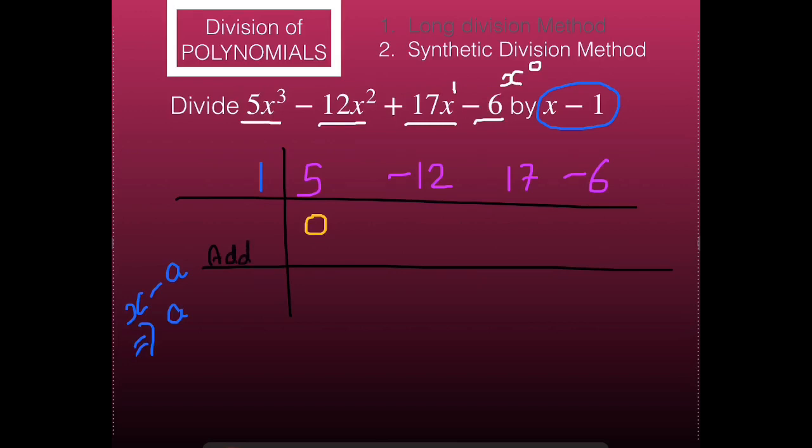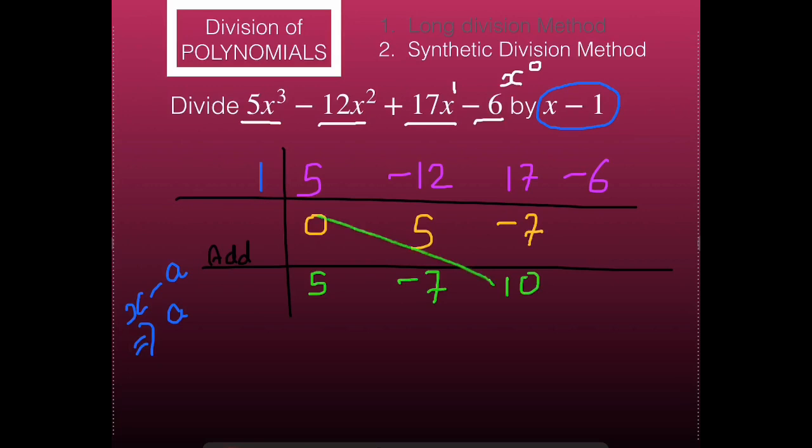So we get 5 plus 0, that is 5. Now multiply this 5 with 1 and write it below the next coefficient, that is minus 12. So 5 ones are 5. We write it below minus 12. Now again add, we get minus 7. Now multiply minus 7 again with 1 and write it below the next coefficient, that is 17. So minus 7 into 1 is minus 7, and adding with 17, we get 10.